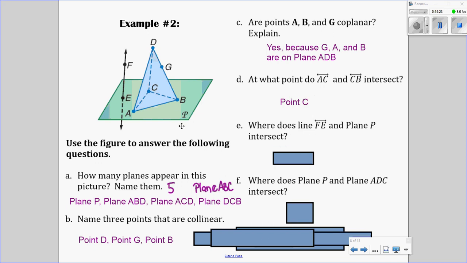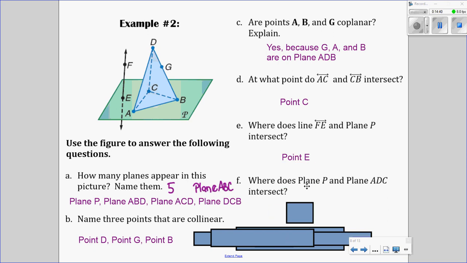Where does line EF and plane P intersect? So we have plane P, and we have line FE. They intersect right here. So it is point E.